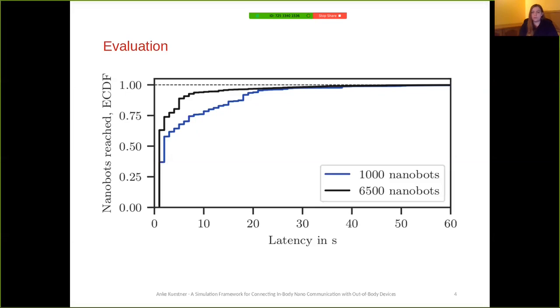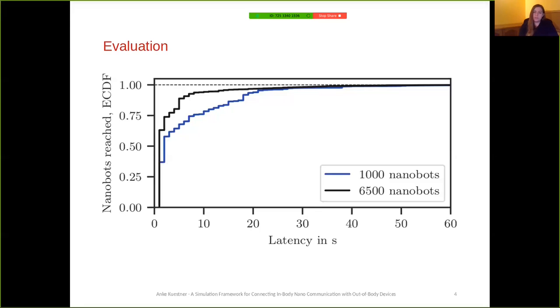So what you can also observe is that it takes pretty much time until the last nanobot receives the packet. For the 1,000 nanobots case, it is 145 seconds, and for the 6,500 nanobots case, it takes 63 seconds. Another thing you can observe is that in the 6,500 nanobots case, the curve is increasing stronger than for the 1,000 nanobots case. So where do these effects come from?